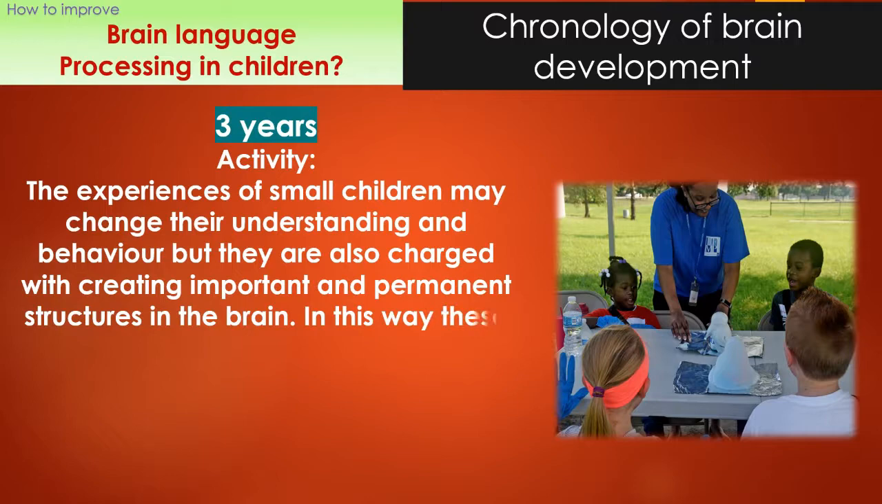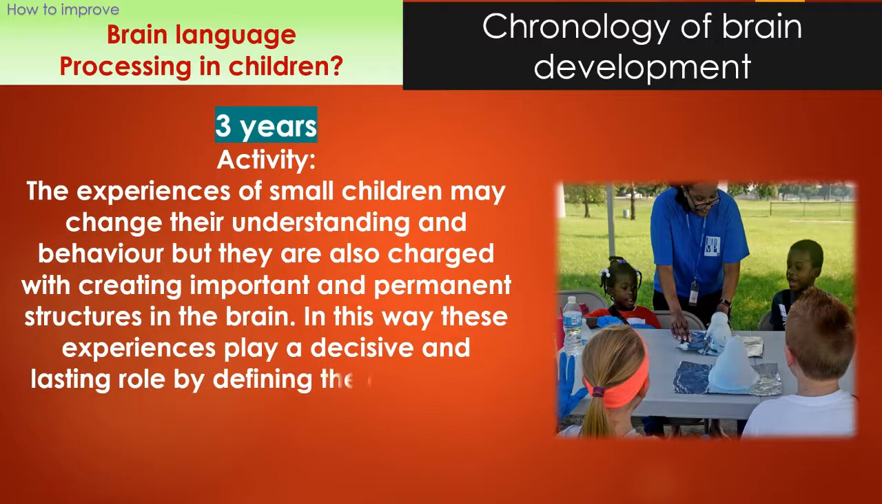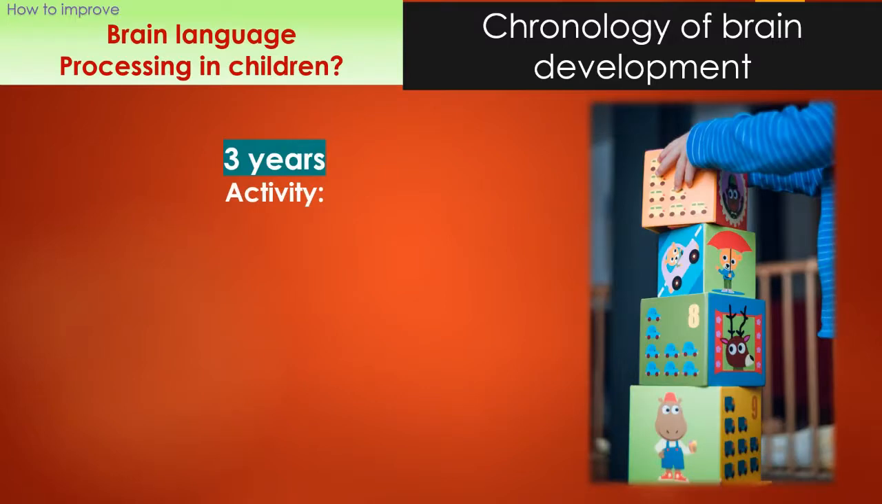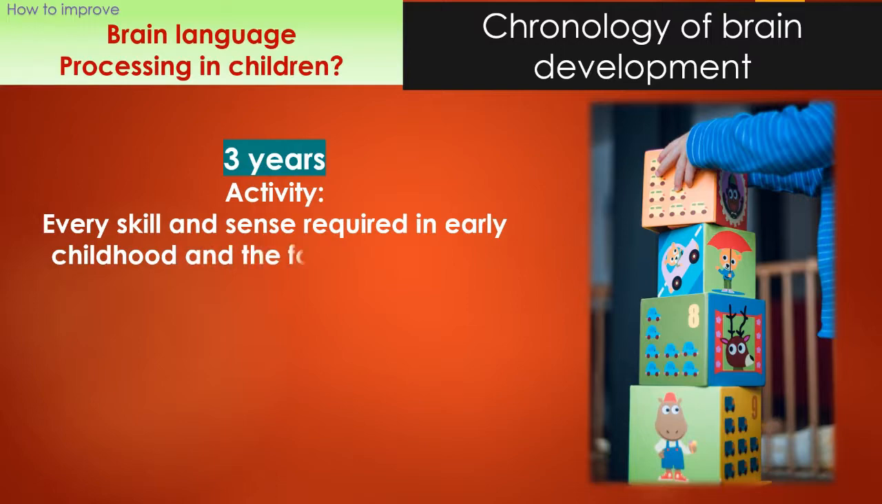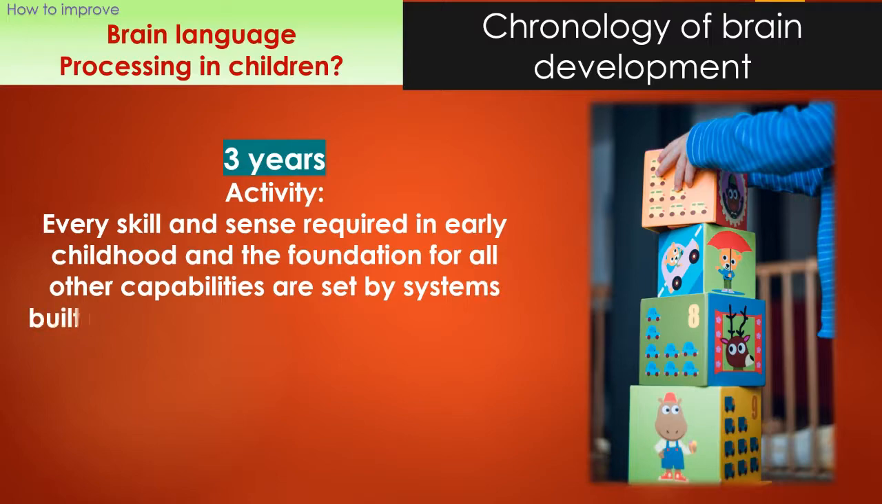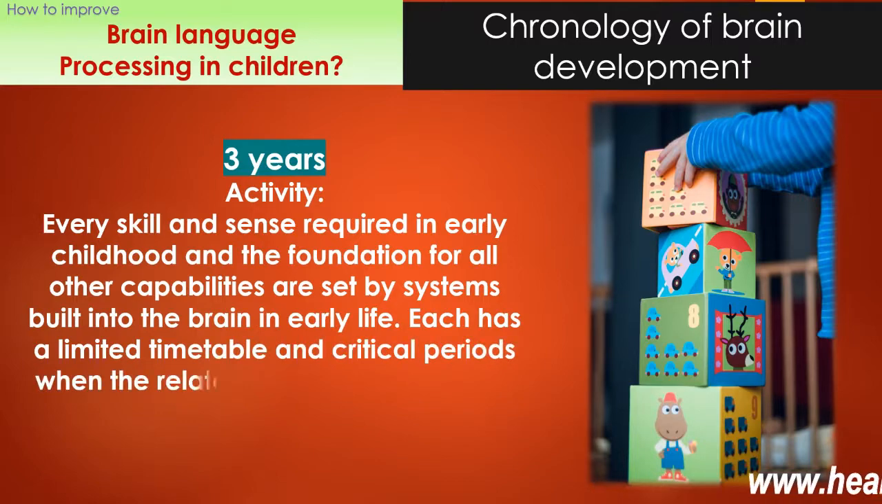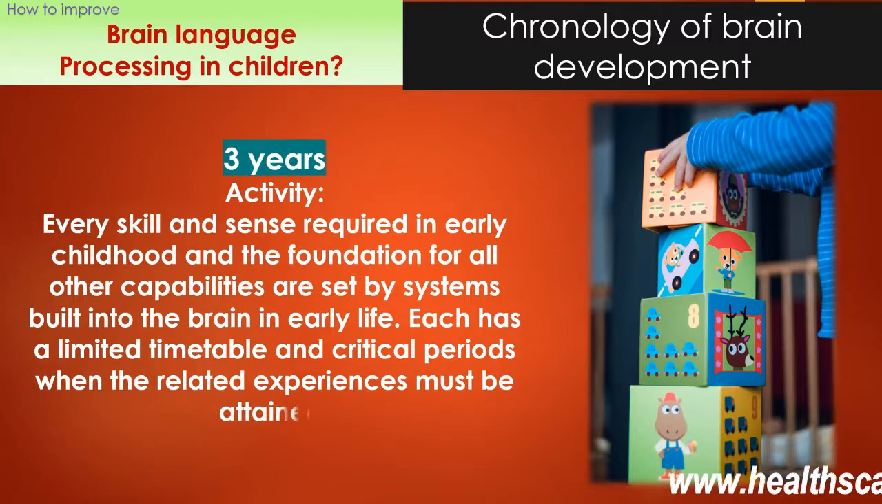In this way, these experiences play a decisive and lasting role by defining the extent and nature of children's capabilities and limitations both at this stage and in adult life. Every skill and sense required in early childhood and the foundation for all other capabilities are set by systems built into the brain in early life. Each has a limited timetable and critical periods when the related experiences must be attained.